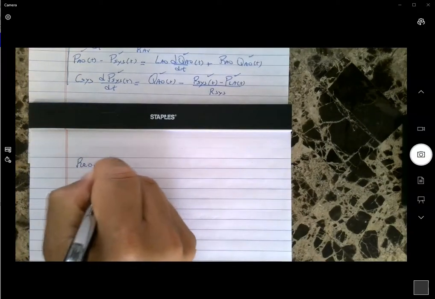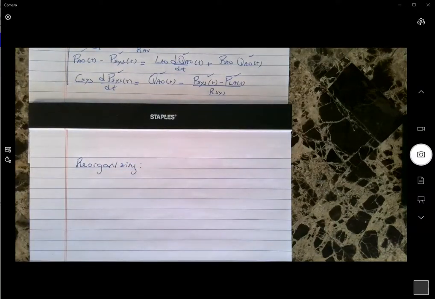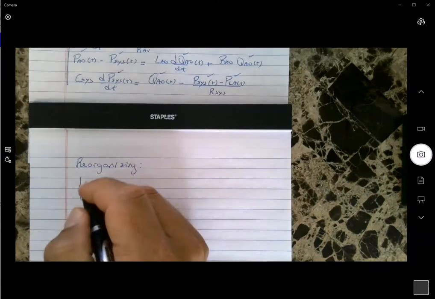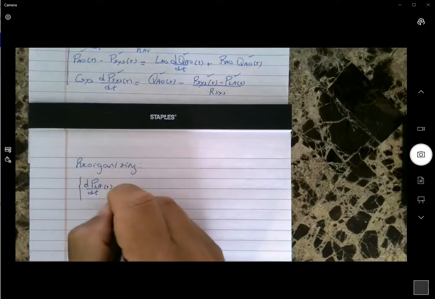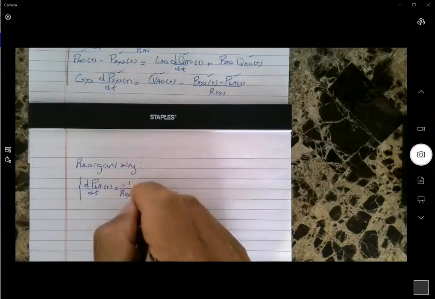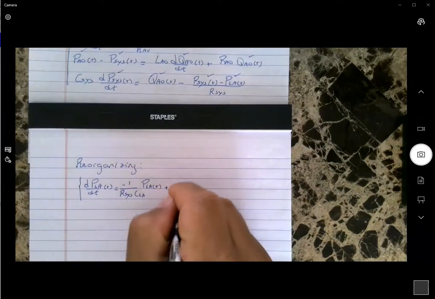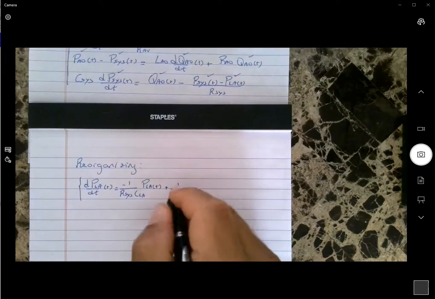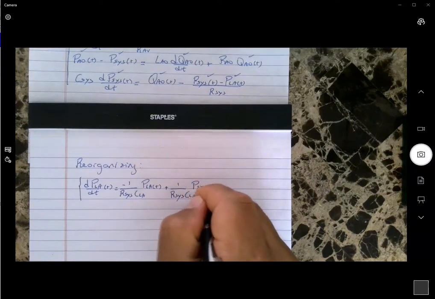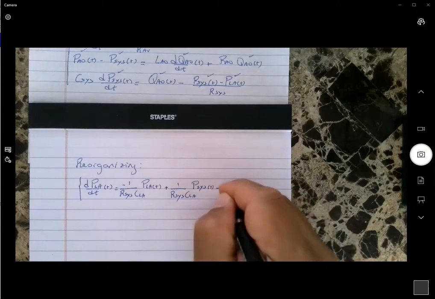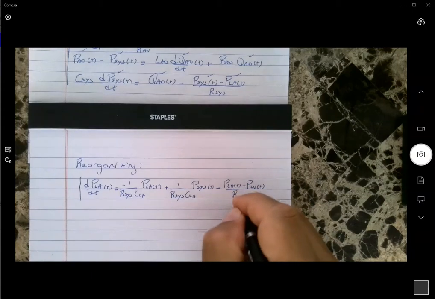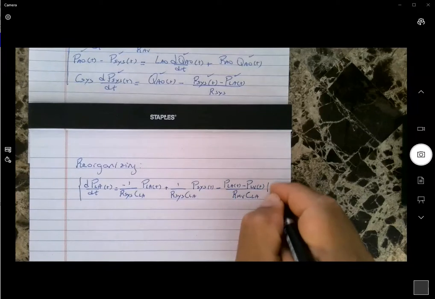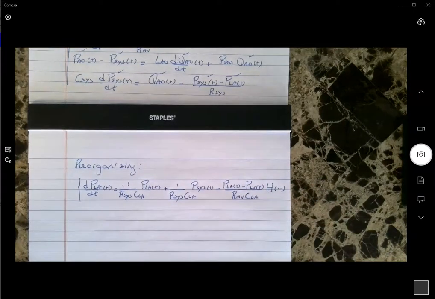So, reorganizing. What we'll have is the derivative of the pressure of the left atrium is equal to minus 1 over R systemic compliance of the left atrium times PLA, plus 1 over R systemic CLA times pressure systemic circulation, minus PLA minus PLV divided by R of the mitral valve CLA times the step function that corresponds to these differences. Okay, so I'm omitting now the argument of the step function.